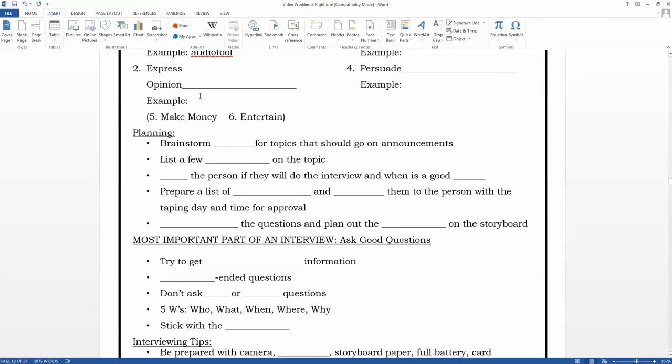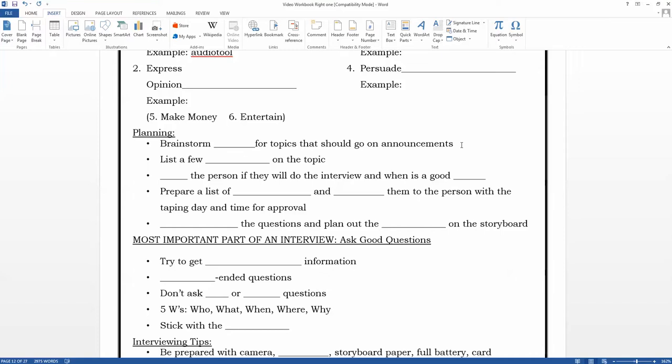When you first start your interview, you need to do some planning. So you need to brainstorm some ideas for topics that could go on announcements. We use these interviews for our inserts and announcements sometime during the semester. So think of any type of interview that would be a good thing to put on announcements during the semester.